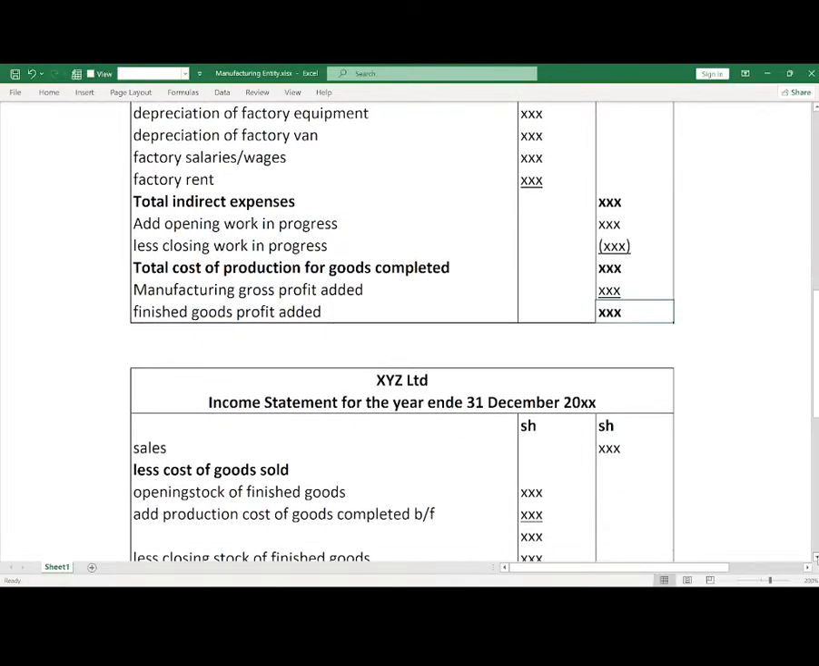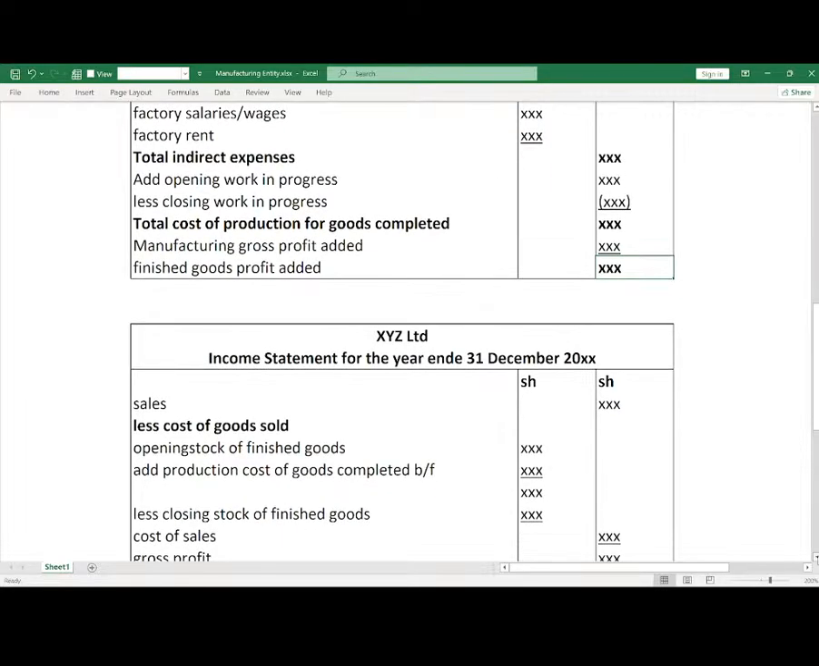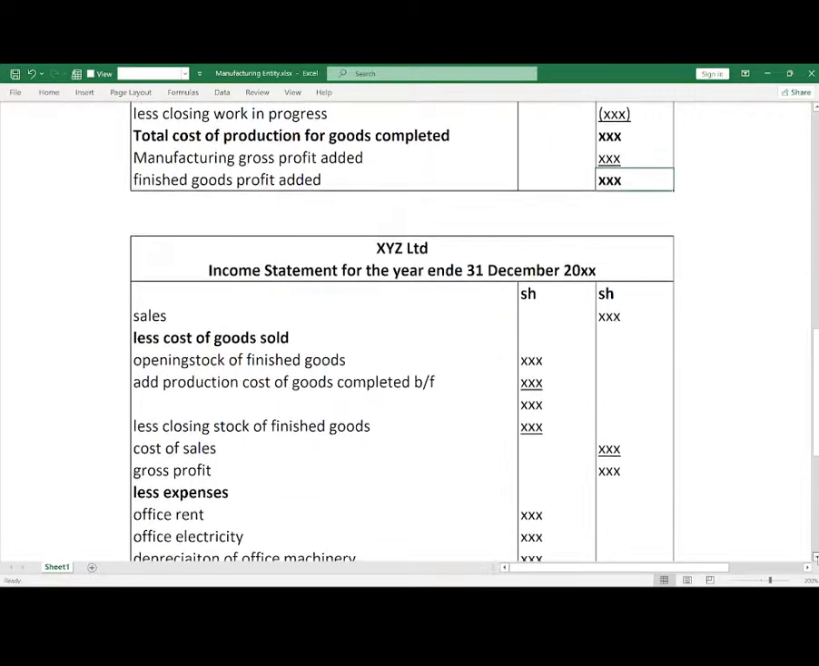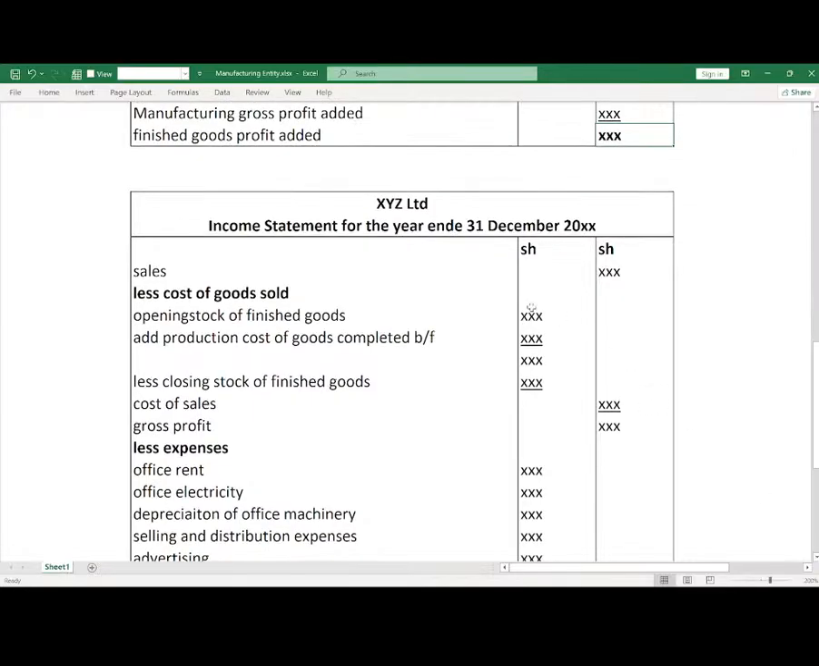So let's look at preparing the income statement of this manufacturing entity. We start the same way with our title, XYZ Limited Income Statement for the year ended December 2022, or 2025, whichever year. So it's the same case as the sole proprietorship. We start with the sales. We are going to less all the cost of goods sold.